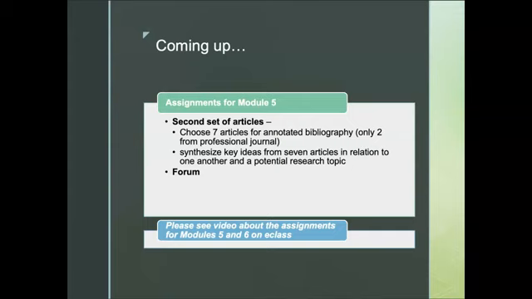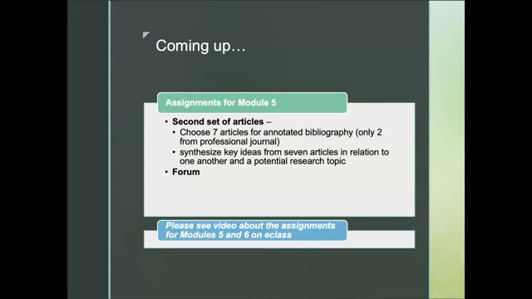However, before we consider qualitative research and what some authors have said about it, I wanted to talk briefly about upcoming assignments. In Module 5, you will once again prepare an annotated bibliography using the same format you used in Module 3 for the first part of this assignment. This time you will annotate 7 articles, only 2 of which may be from a professional journal. In addition to the annotations, you will include a synthesis of the 7 articles as they relate to your potential research topic, which you have already identified in the assignment in Module 2.